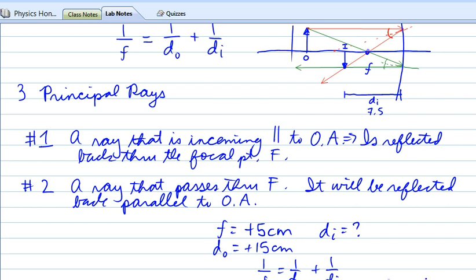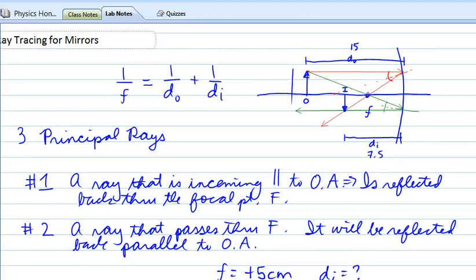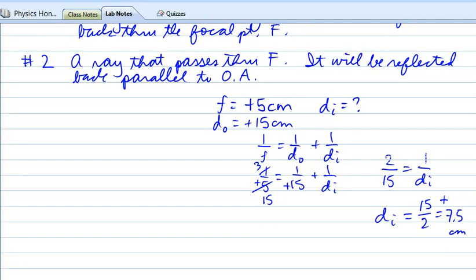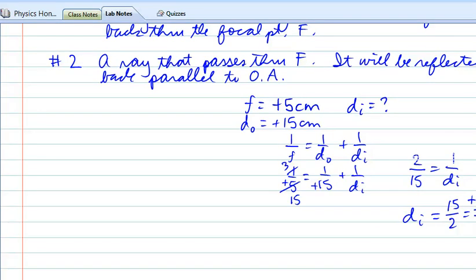We get a real image, and notice that it is on the same side of the mirror as the object. Also notice that it's upside down, it's inverted, and it's a little bit smaller. We can calculate the magnification, but we have more to talk about. So let's get back to the principal rays.